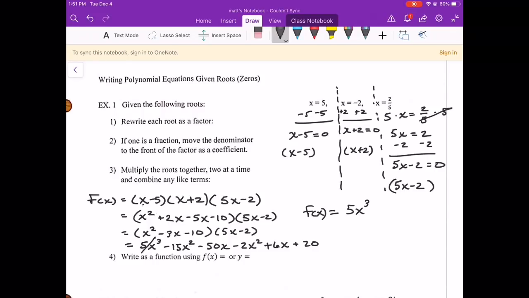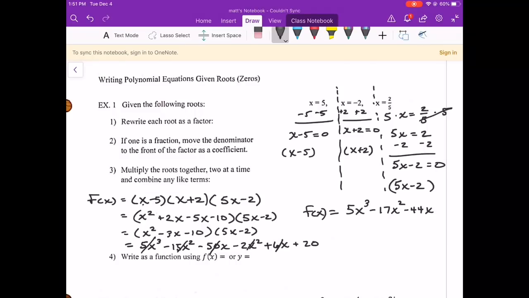After x to the third is going to be x squared. So I've got a negative 15x squared and a negative 2x squared. That's going to give me a total of negative 17x to the second power. I'm going to cross those out now that I've combined those like terms. Next will be x to the first: negative 50x and positive 6x combine for negative 44x. And I'll cross those out.